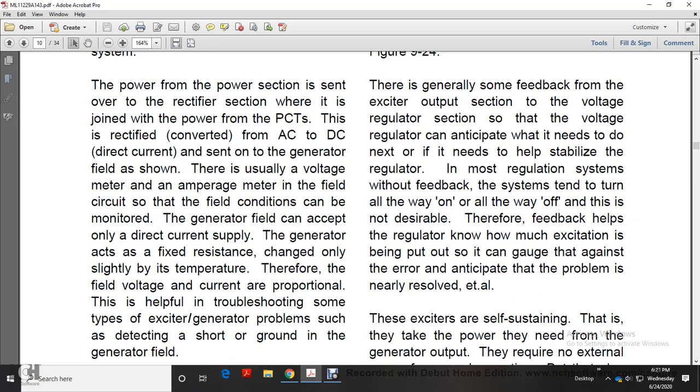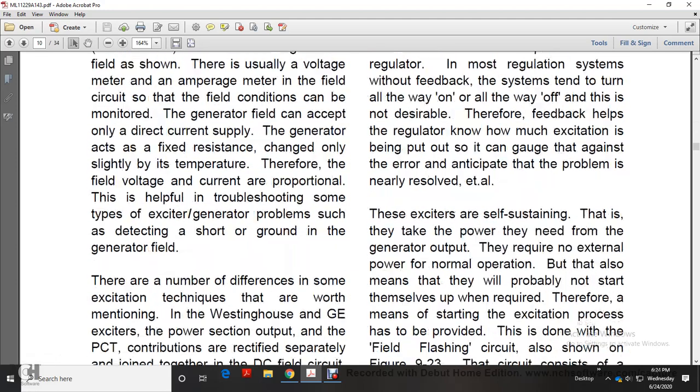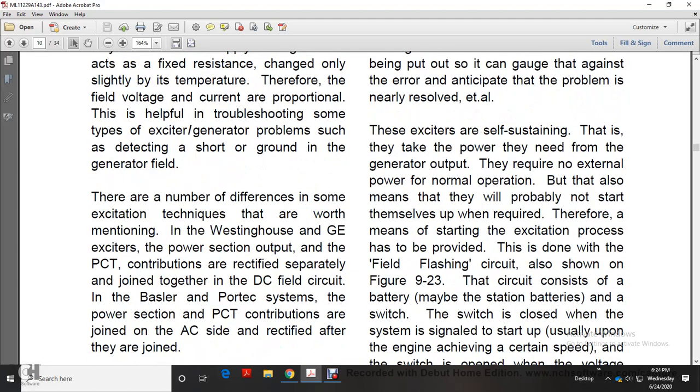Therefore, the field voltage and current, and their proportion, are helpful in troubleshooting some of the exciter and generator problems, such as detecting a short or ground in the generator field. There are a number of differences in some of the excitation techniques which are worth mentioning.